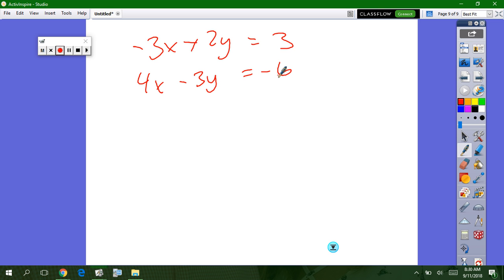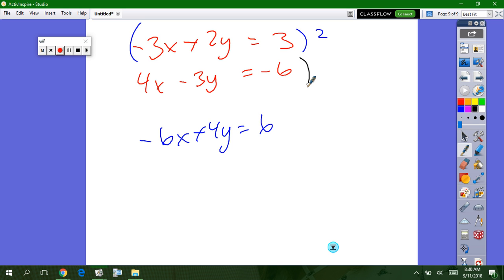Okay. So we're going with y's because that's what, tell me your name again. Tyler Fisher. Okay, said. So what do I need to multiply the top by? Because I want to know where 2 and 3 meet up. Where do they meet up? 6. So I'm going to times him by 2. And that gives me negative 6x plus 4y equals 6.